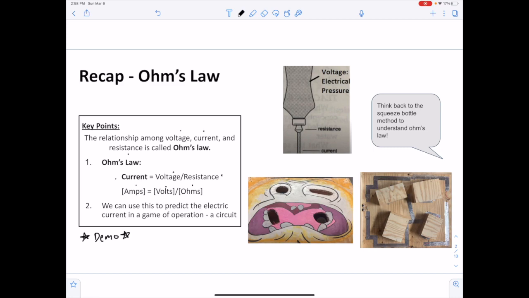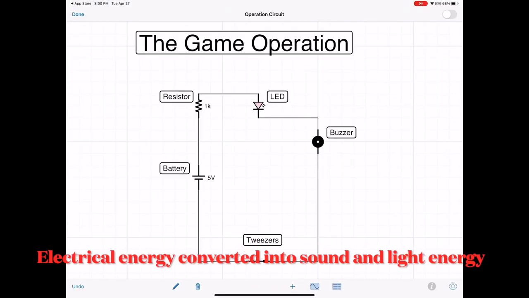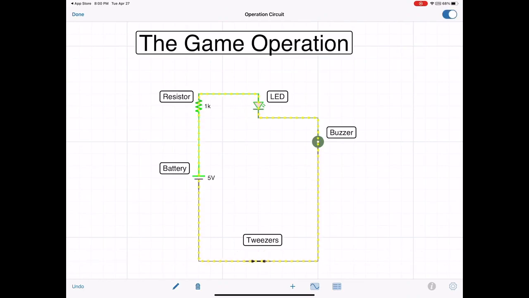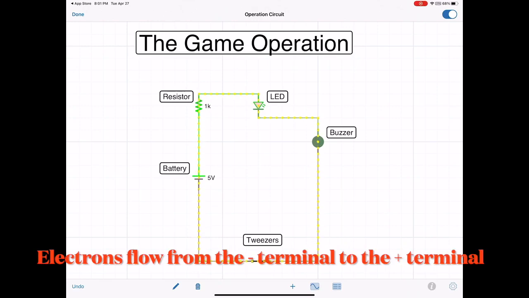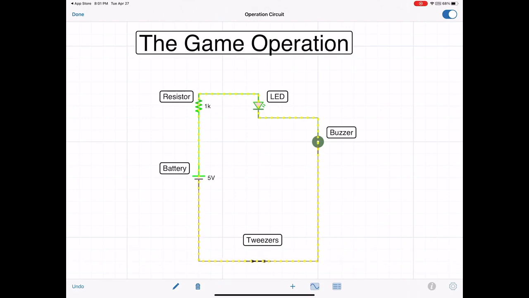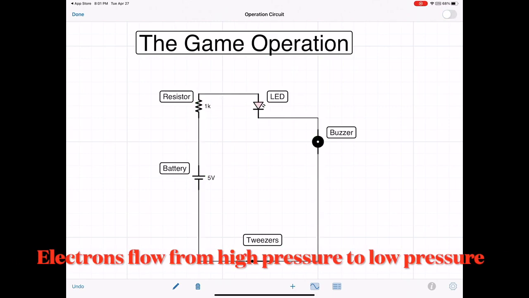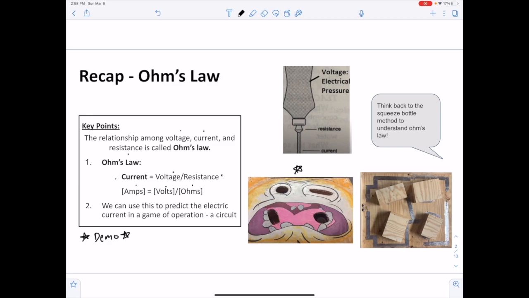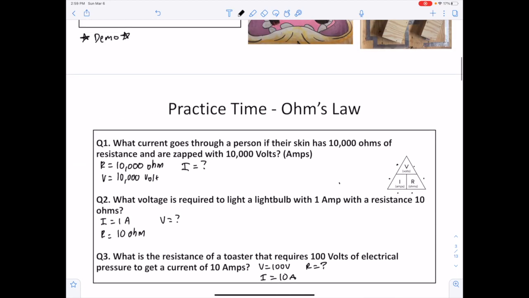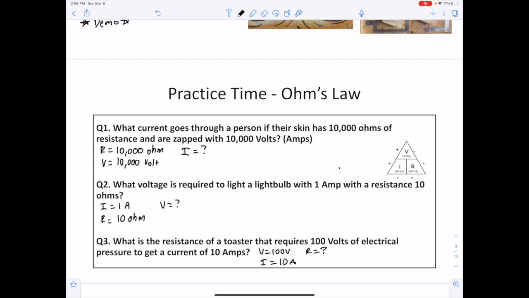And we're going to do that in the project we're making, the game of operation. So let's see what these electric circuits look like. All right, so the game operation is a pretty simple, straightforward circuit. We have electricity going from our battery into a buzzer and into our LED. And our switch is actually the tweezers that we use.